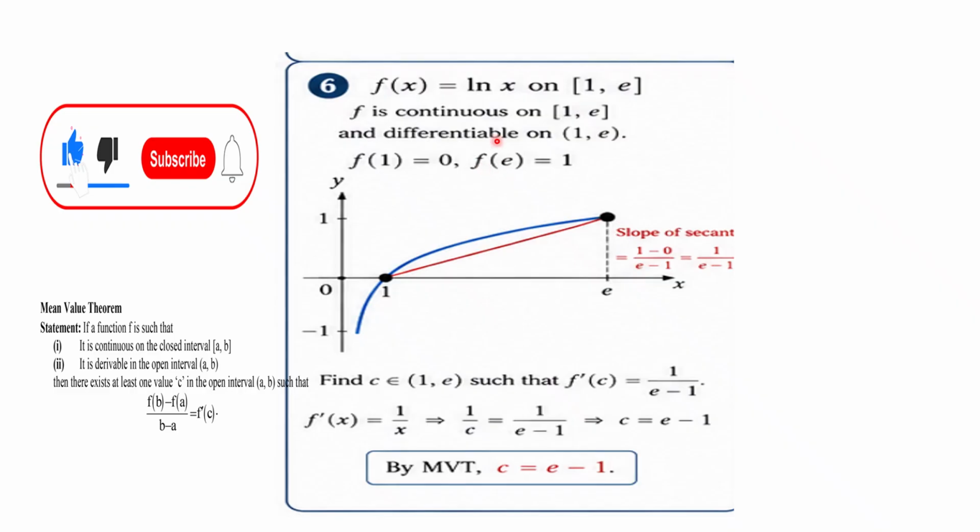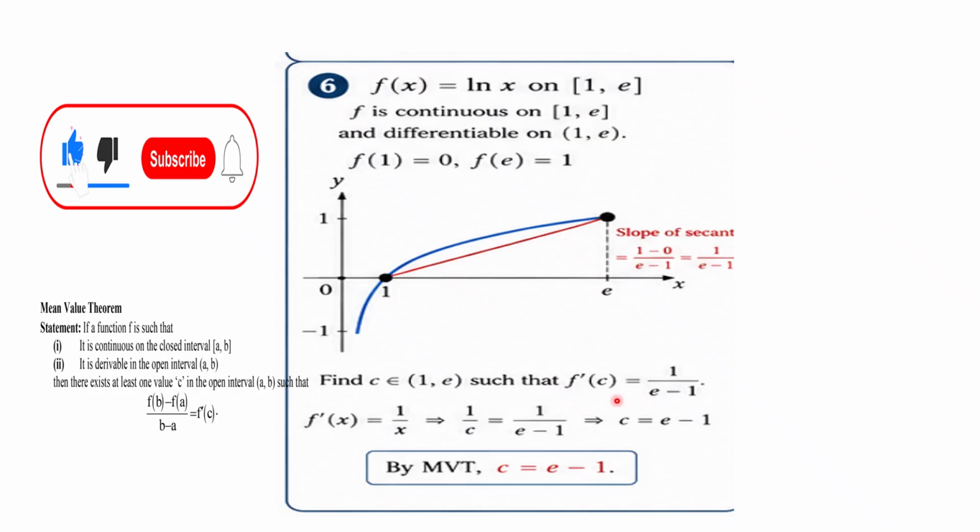f of e means log e is equal to 1. f of 1 means log 1 is equal to 0. So the slope of the secant is f of b minus f of a, 1 minus 0, over e minus 1, so 1 over e minus 1. This must be equal to f prime c is equal to 1 over e minus 1, according to the definition of the mean value theorem. And we have to find this c belonging to the open interval 1 to e.